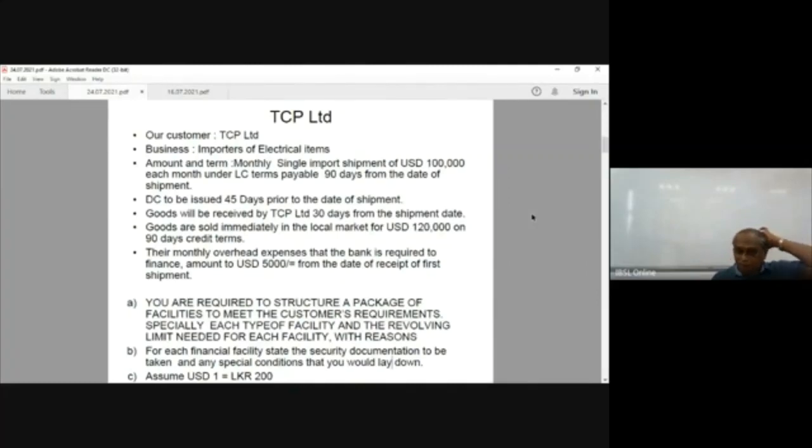Can you change that one? Goods will be received by TCP Limited. You put 2 weeks from the shipment date or 15 days from the shipment date, not 30 days. Goods will be received by TCP Limited 2 weeks from the shipment date. 1 month is too much, right?